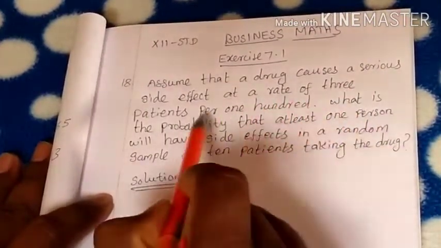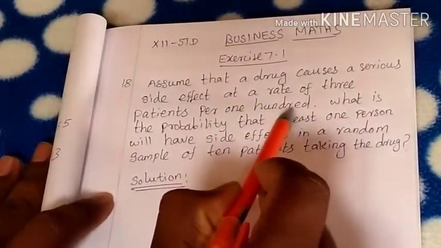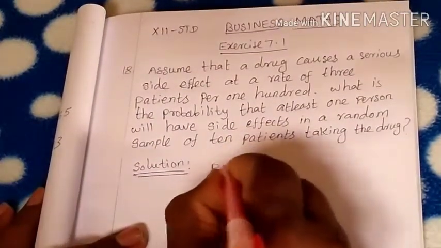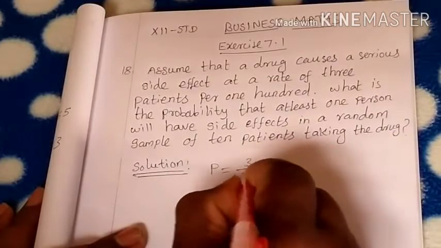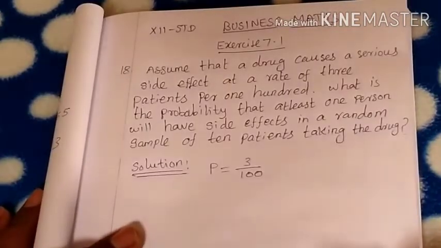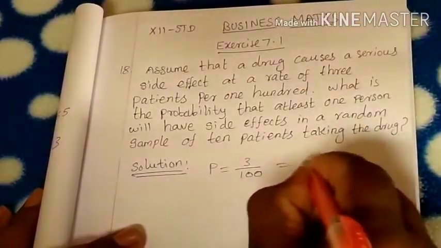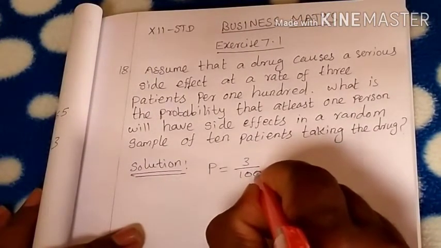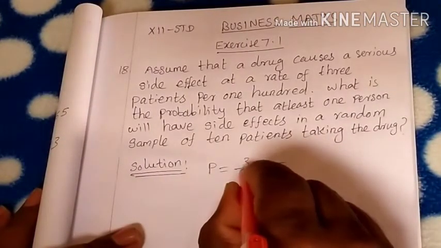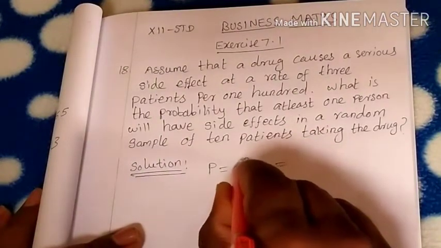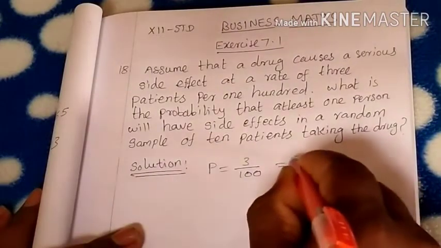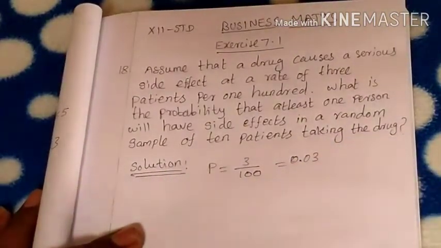The rate of 3 patients per 100. This is your given p value. That is, p is equal to 3 per 100. The denominator has double zero, that means 100. So making it a 2 decimal place: this is one number, then one more number we make a 0, then put the decimal point. This is the p value.